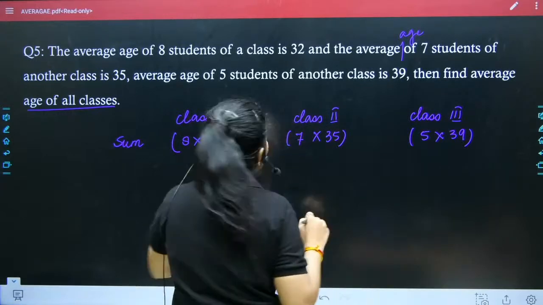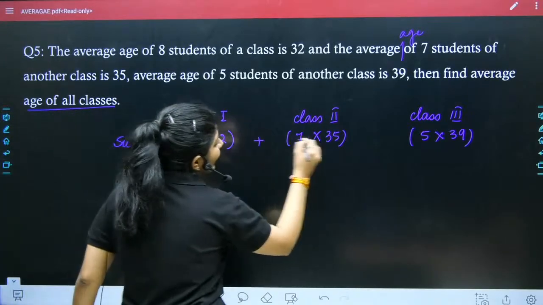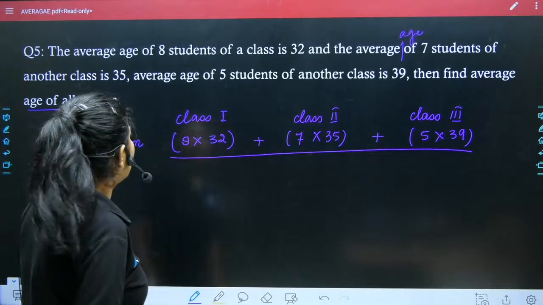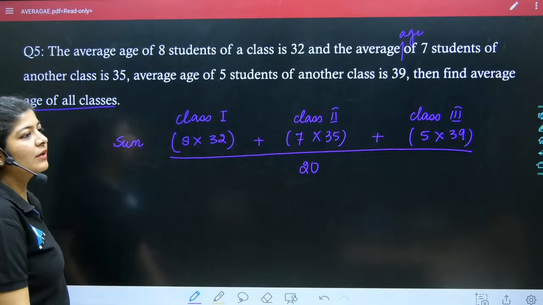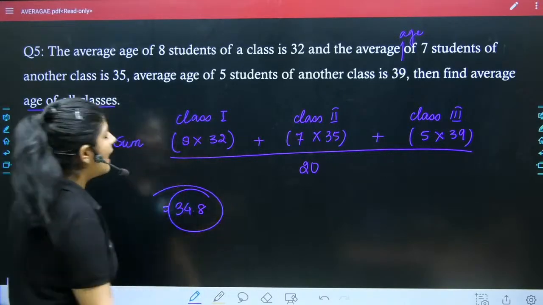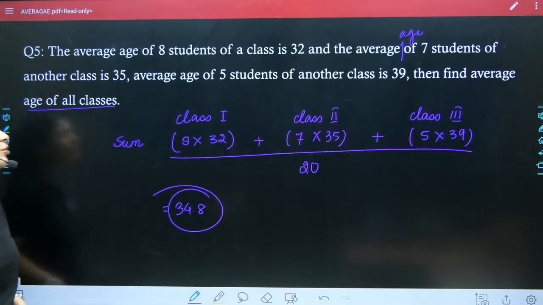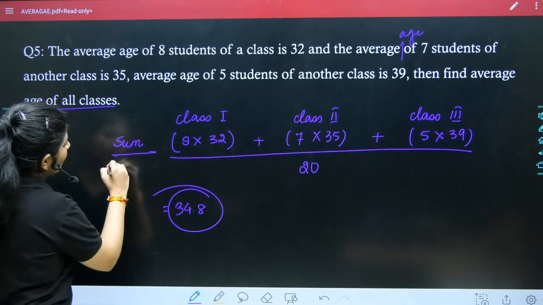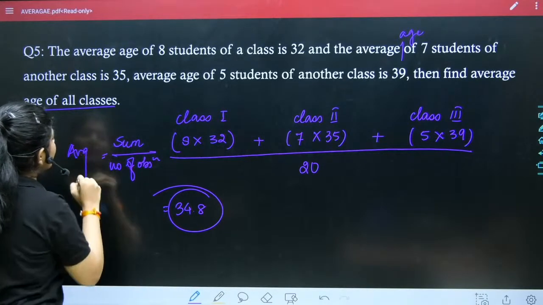Now what we have to do, if we have to find out the average of all these classes, we have to add these and divide it by the total number of students, 8 plus 7 plus 5, that is 20. Just calculate this value and our answer is equal to 34.8. Very good. Our answer will be 34.8. Is it clear? I just simply have to add all the sums of the ages, and divide it by the number of observations just to calculate my total average.